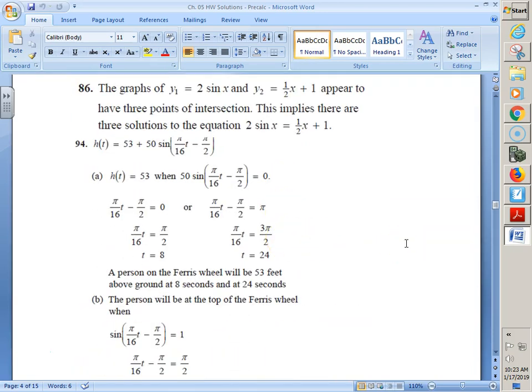Number 86, did you guys figure out they literally just wanted you to graph both and say, hey, they intersect 3 times, aka there are 3 solutions, done. That's it. Intersect 3 times, 3 solutions, done.